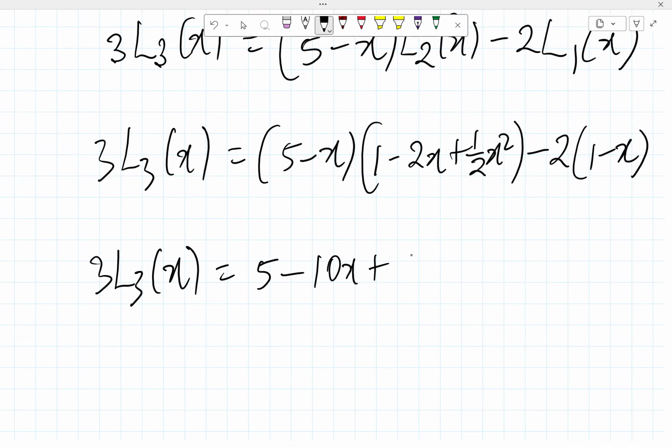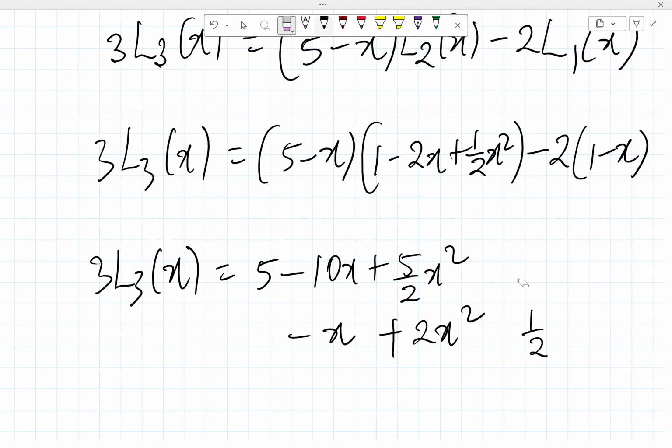5 times 1 over 2x squared, that's 5 over 2x squared. Then we have minus x times 1, that's minus x; minus x times minus 2x, that's plus 2x squared; minus x times half x squared, that's minus half x cubed.